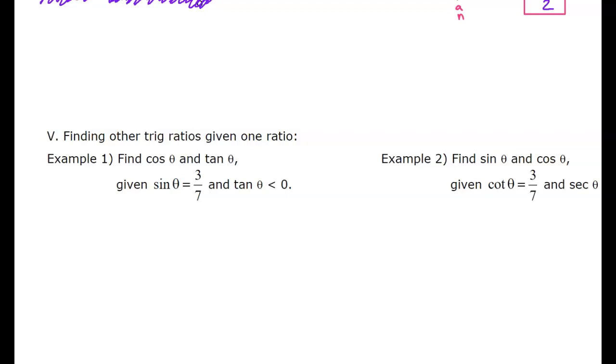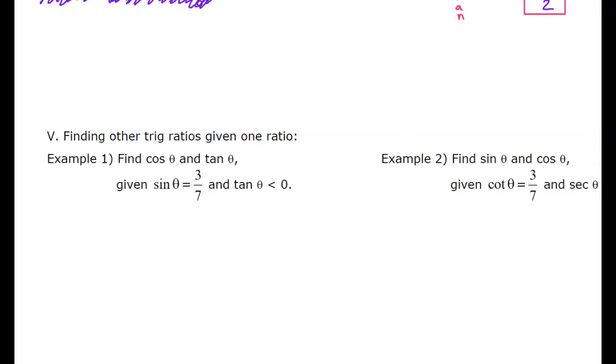So here it says find the other trig ratios given one of the ratios. So it says find cosine of theta and tangent of theta given that sine of theta is 3 over 7 and tangent of theta is less than 0.